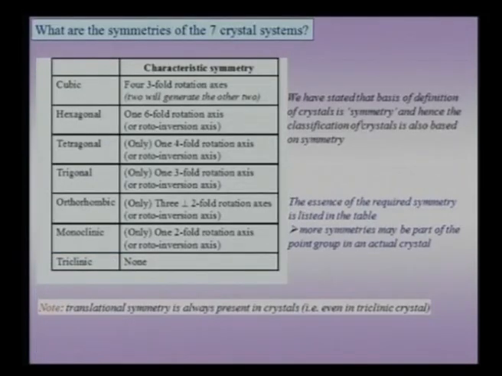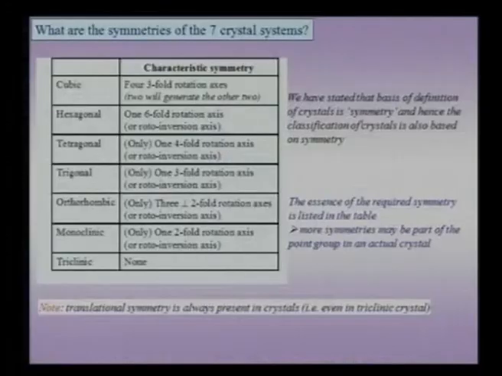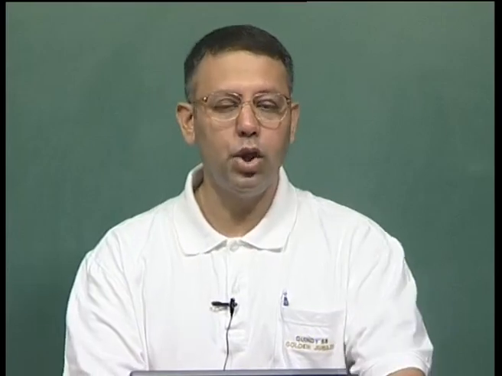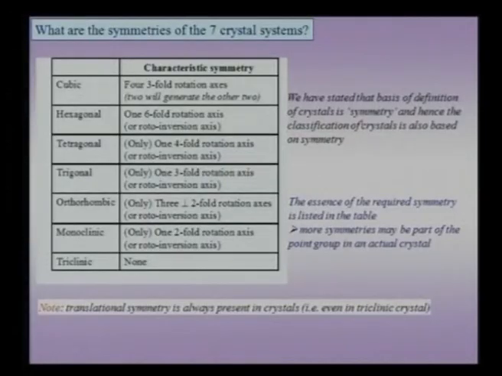Now, we are asked this obvious question that since we are now talking about crystals, the definition of crystals based on symmetry, we have to ask what are the symmetries of the 7 crystal systems. In other words, what is the characteristic symmetry of all the 7 crystal systems. For instance, we have already seen that cubic crystals need to have 2 3-fold axes. So, the cubic crystal needs to have 4 3-fold axes, where you can start with 2 and the remaining 2 would be generated automatically. Hexagonal crystal has 1 and only 1 6-fold rotation axis.